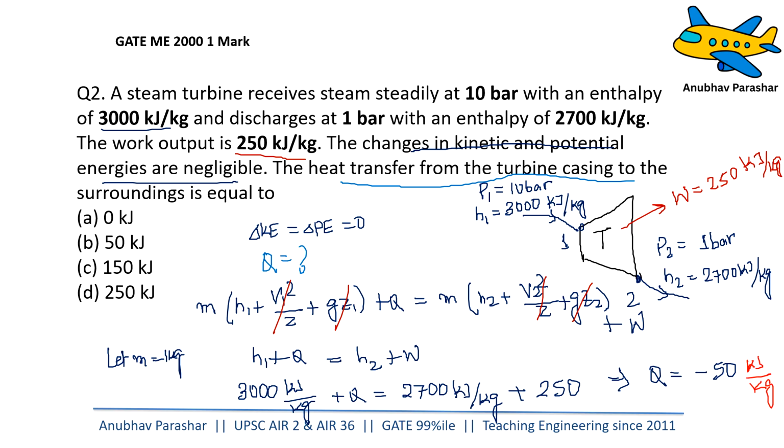So what is the meaning of minus 50, guys? The minus 50 means simply the heat is being lost by the turbine. So heat is flowing out of the turbine, right? And you can see in the question, the heat transferred from turbine casing to the surrounding is being asked. So I can comfortably mark heat transferred from turbine casing to the surrounding is 50 kilojoule. And the answer is also given on a per unit mass basis. I hope this is clear to all of you.